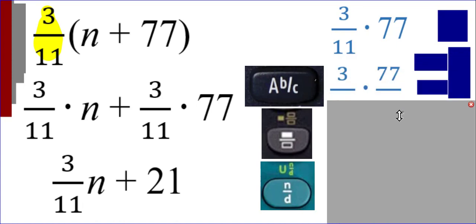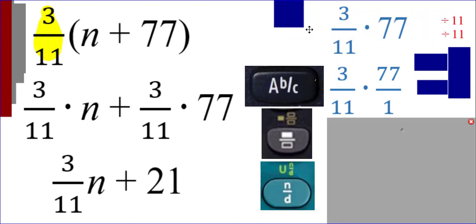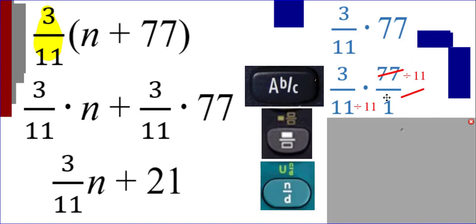3/11 times 77, you can put the 77 over 1. And then from here, you can do this awesome little trick that only works with multiplication of fractions. If there's a number in the denominator and a number in the numerator that happen to be divisible by the same factor, then you can go ahead and cross those out or divide those out. Some kids will not show what they're dividing by, and that's fine. But we can take the 77 and the 11, divide them both by 11.